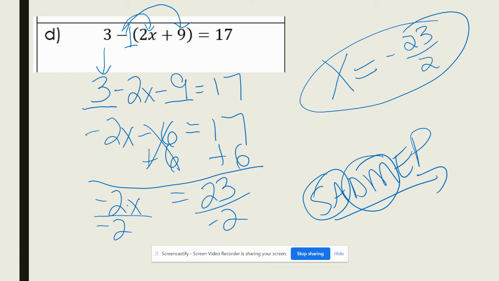This is where we're going to stop today. I know there's 2 more problems. Don't worry about those for right now.